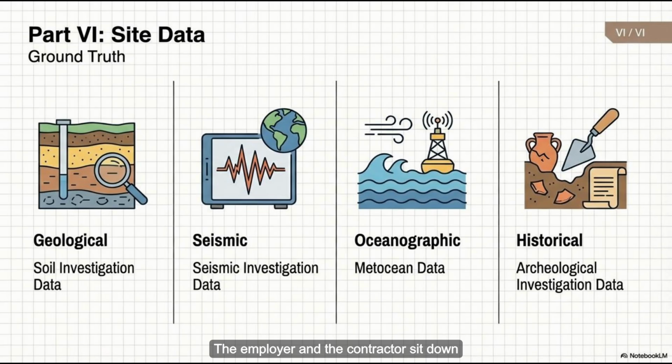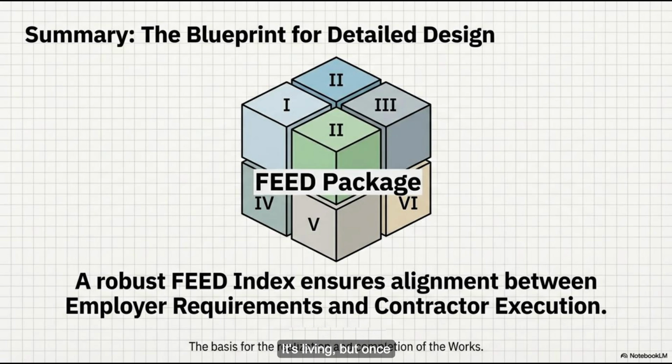The employer and the contractor sit down and they start deleting lines or adding lines. We don't need a cooling tower, delete that section. We need extra security because of the location, add this section. So the spreadsheet evolves into the customized plan for that specific project. Exactly. The document says the index is indicative and shall be adjusted. It's living. But once that adjustment is finished and everyone agrees, it hardens. It stops being a draft and it becomes law.